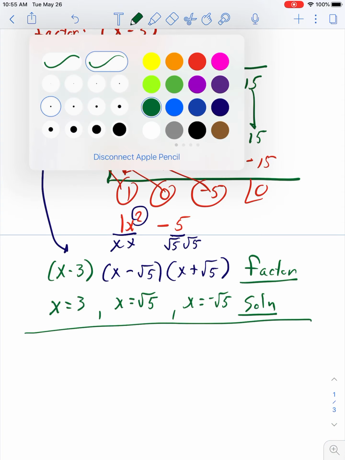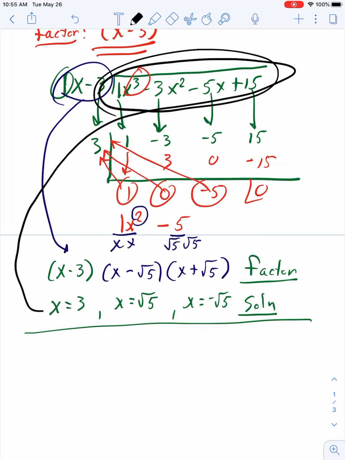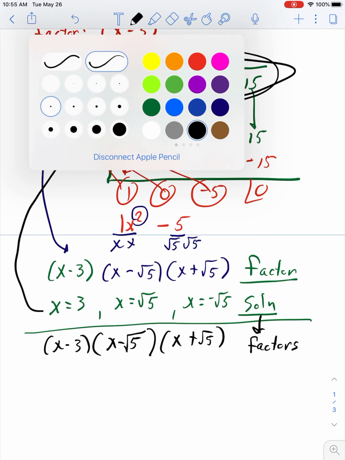Okay, now what we're doing today is we are reversing this process. We're going to take our solutions and come back with our function. So basically what we're doing is reversing the process. So I'm going to take solutions, find my factors. So that would be x minus 3, x minus root 5, x plus root 5.